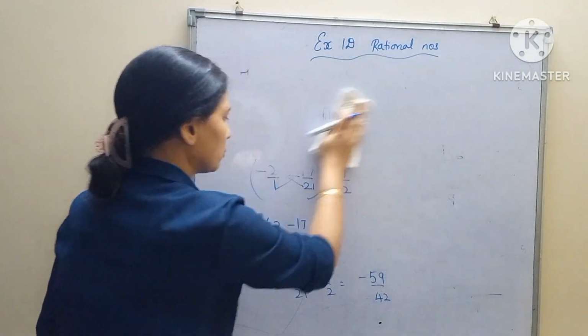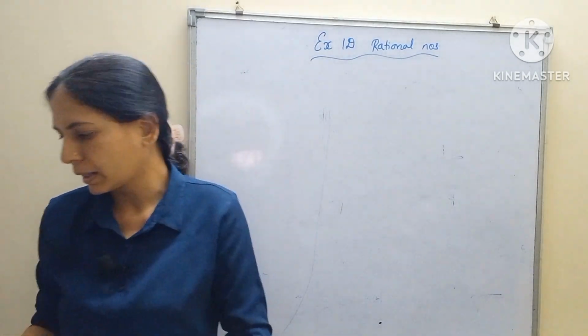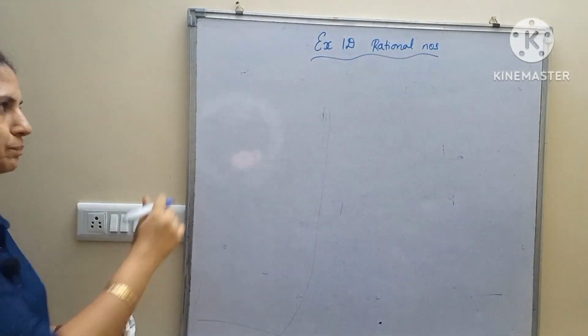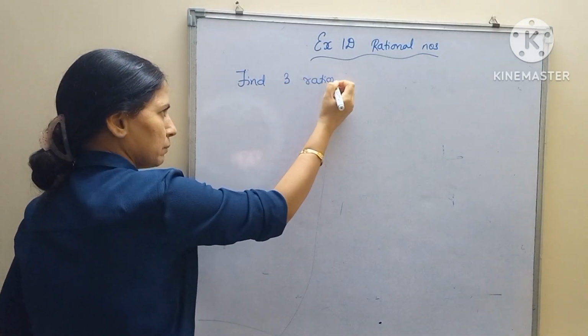Students, so far we have found one rational number. A rational number means 1. What if you have to find 3 rational numbers? Question is, find 3 rational numbers.